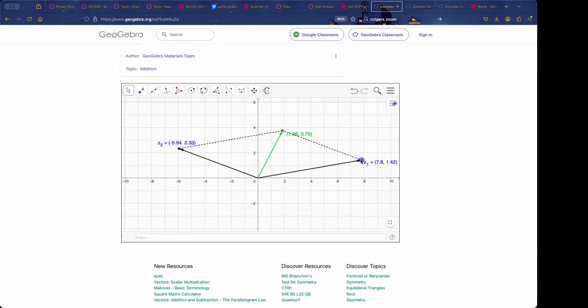So that's kind of what I ended up with in the last few minutes of Monday's class: the way we think about multiplication in terms of complex numbers.